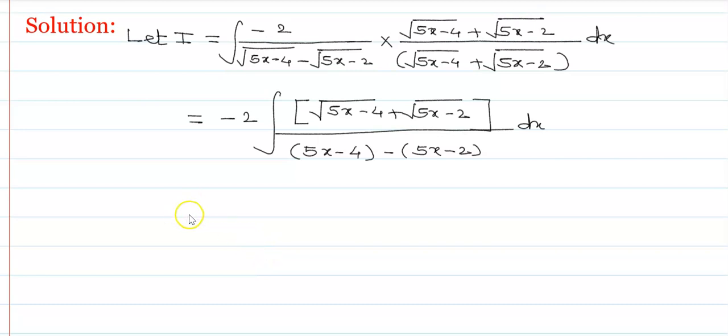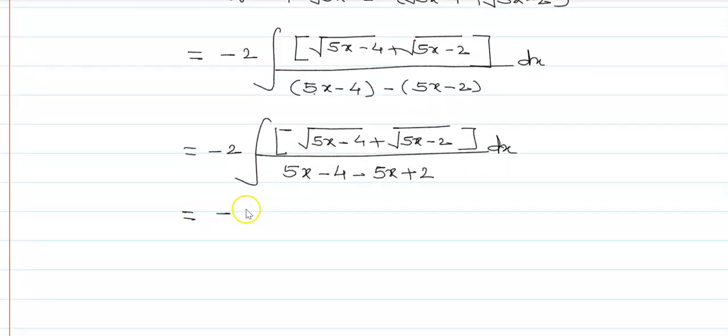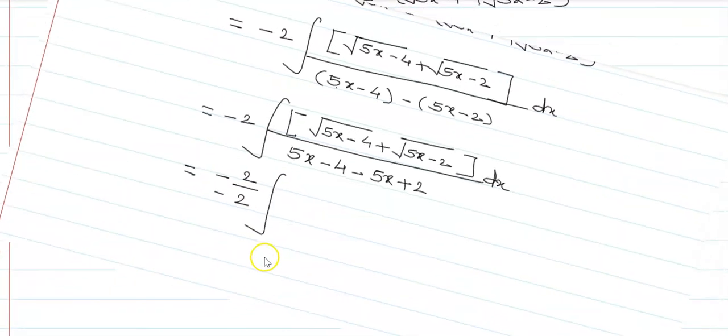Next simplification: minus 2 integral, in square bracket root of 5x minus 4 plus root of 5x minus 2, bracket complete, and this whole divided by, open the bracket, that is plus 5x minus 5x will get cancelled. Or I will write one more step: 5x minus 4 minus 5x plus 2 into dx. This plus and minus get cancelled. Minus 4 plus 2, you will get minus 2. Then take this minus 2 here, minus 2 upon minus 2, and here minus 2. Integral. What is here?